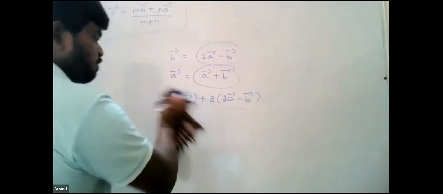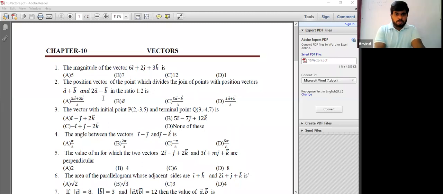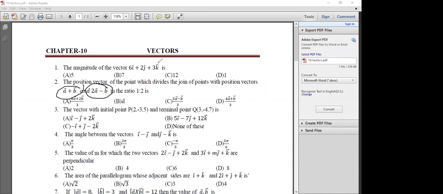Excuse me, sir. In the second question, we have to take M into B vector, but you have taken M into A vector. No, I took M into B vector only. Look at the question here. In the place of vector A, you got A plus B. Okay, I took the reverse, right? Yes, sir. Okay.